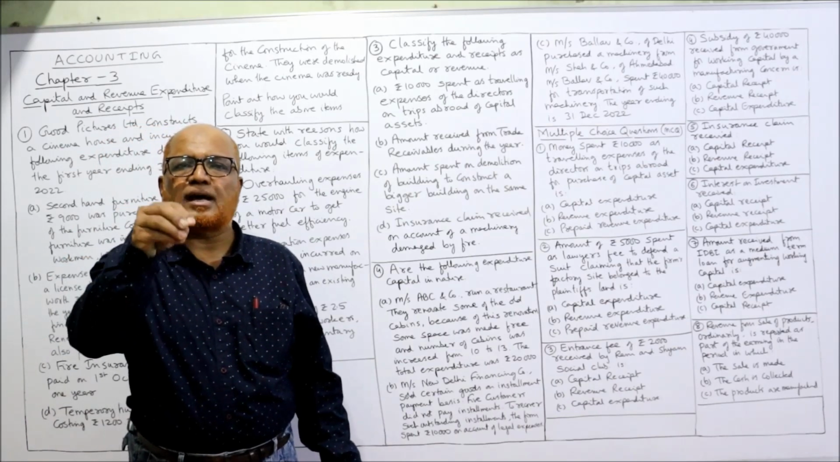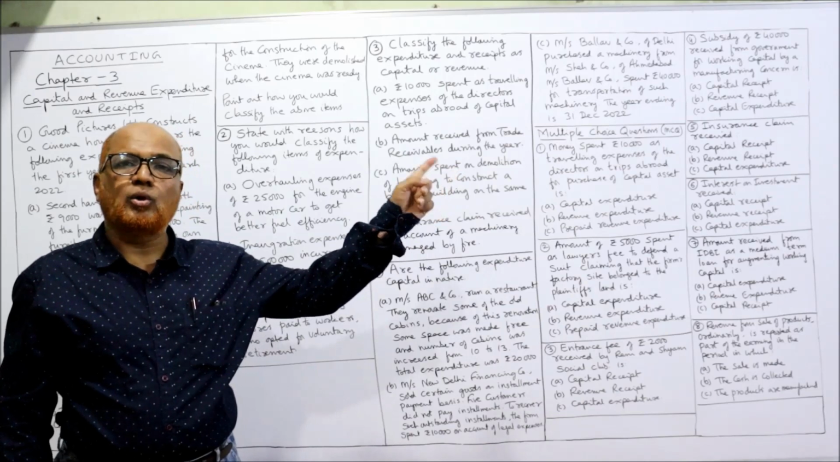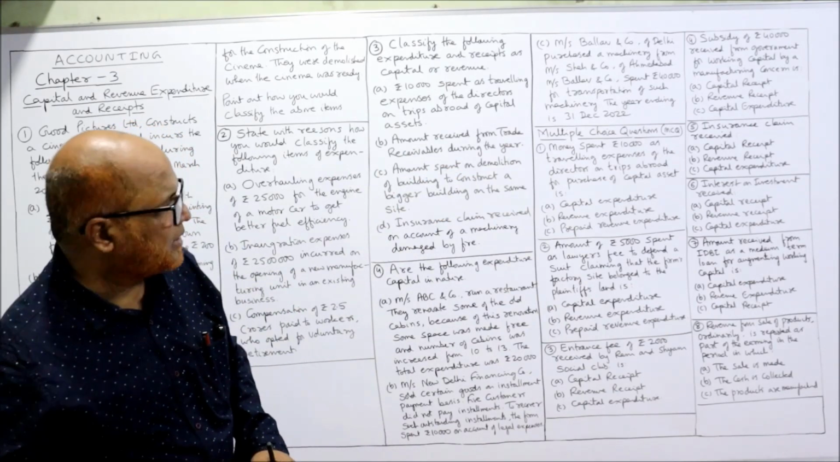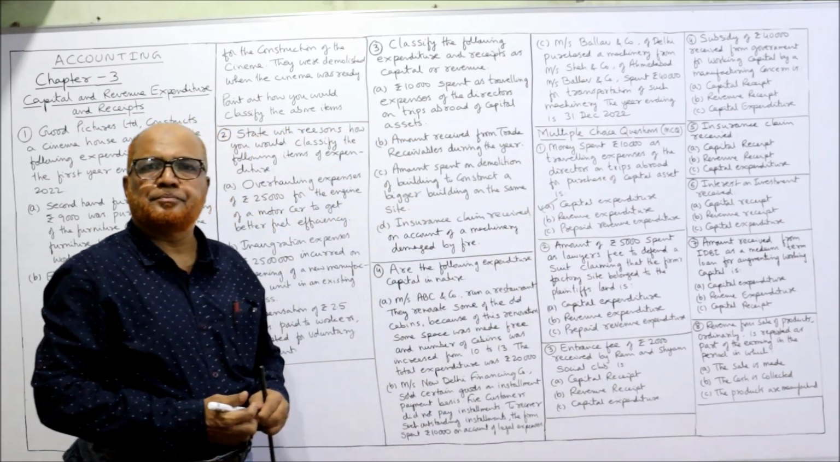Where 10,000 rupees are spent on traveling of the director who is going abroad to purchase a capital asset. It's a capital expenditure. So it is a capital expenditure. A answer is correct.